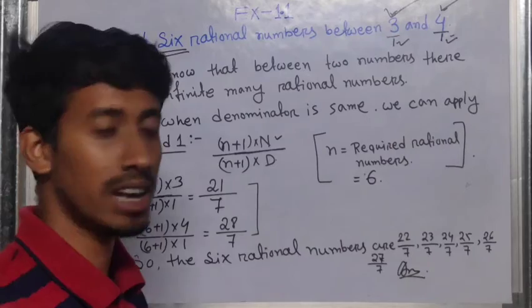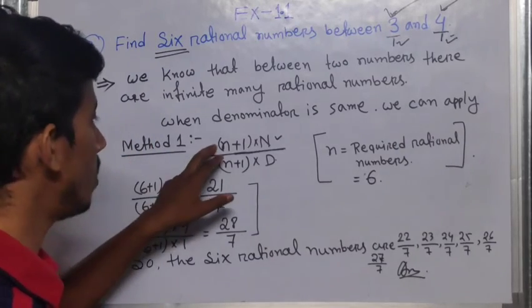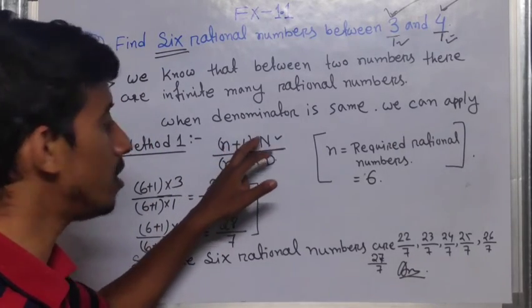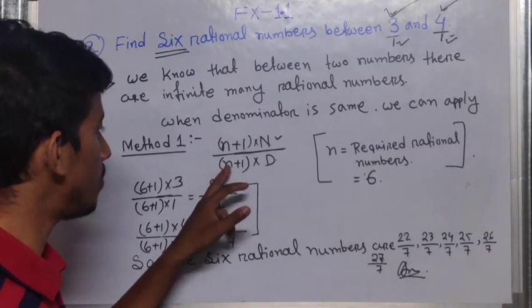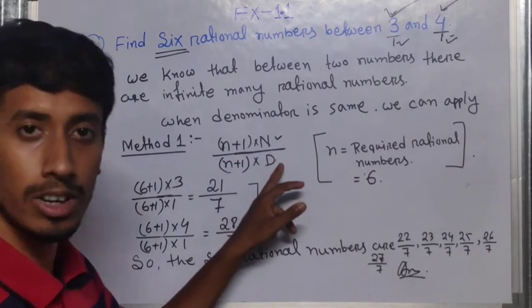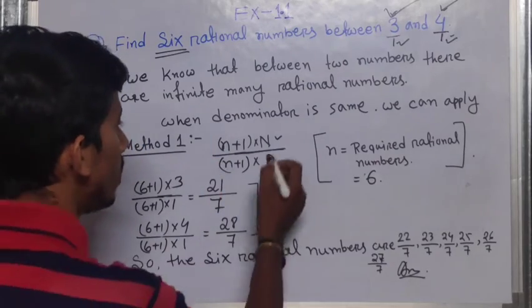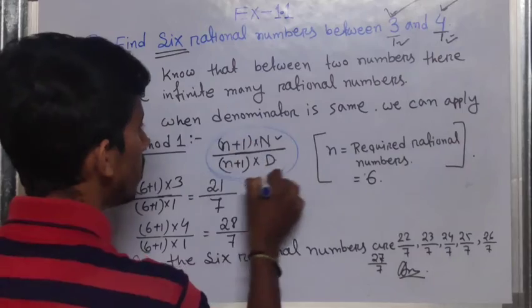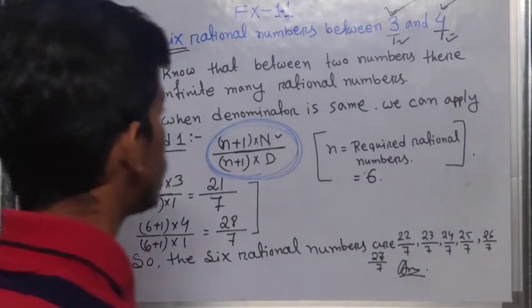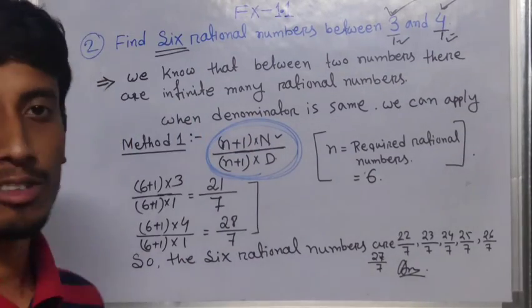I hope everyone is clear. This is method number 1. You remember the formula is n plus 1 into numerator, where capital N means numerator, divided by n plus 1 into denominator. Okay, so this is the formula. It is a very important formula. Now students, I hope you understand this method.